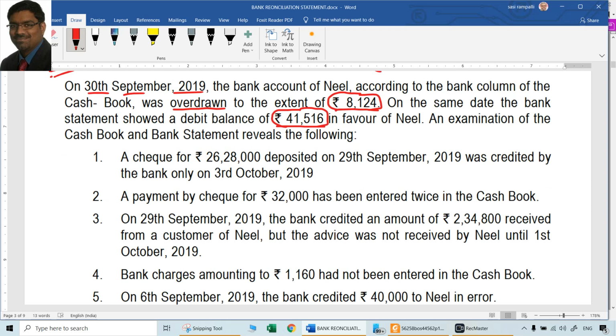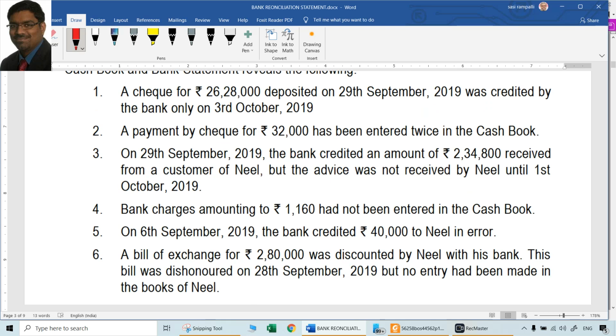We have to check whether we can rectify them. Is the mistake from our side or from the bank side? If it is from the bank side, we cannot rectify anything in the cash book. If it is from our side, we can do something. If there is no mistake, it is only a matter of time, then also we can't do anything. That will be shown in the bank reconciliation statement. Look at each of the points one by one: which can be shown in the revised cash book, which cannot be shown in the revised cash book.